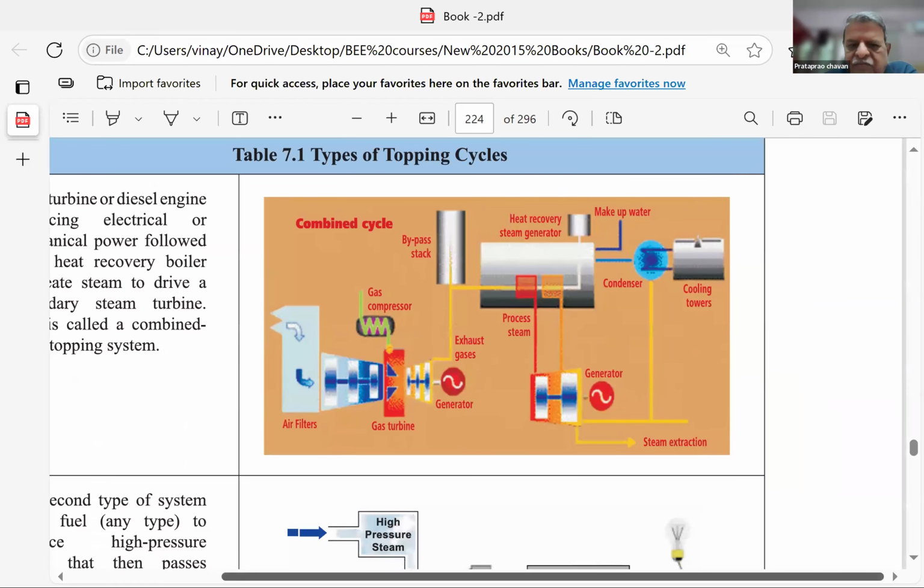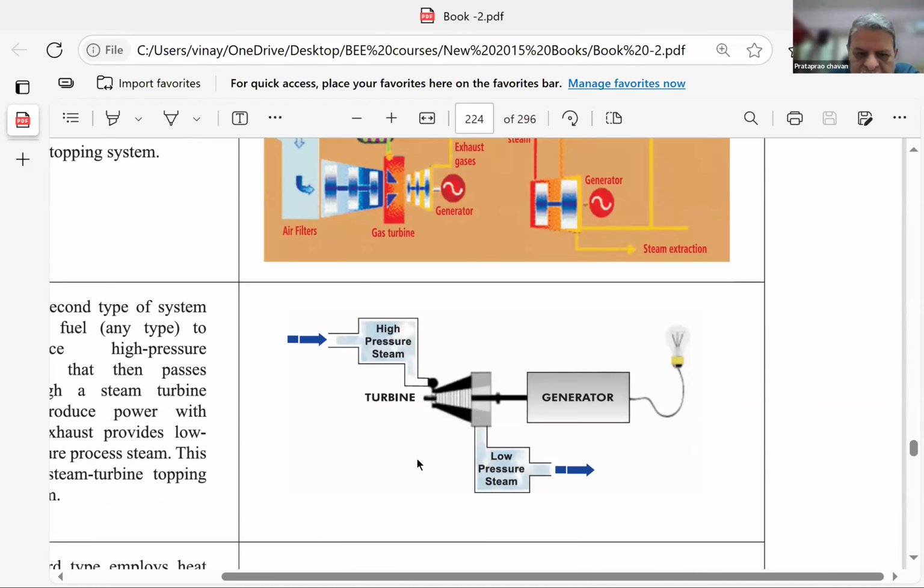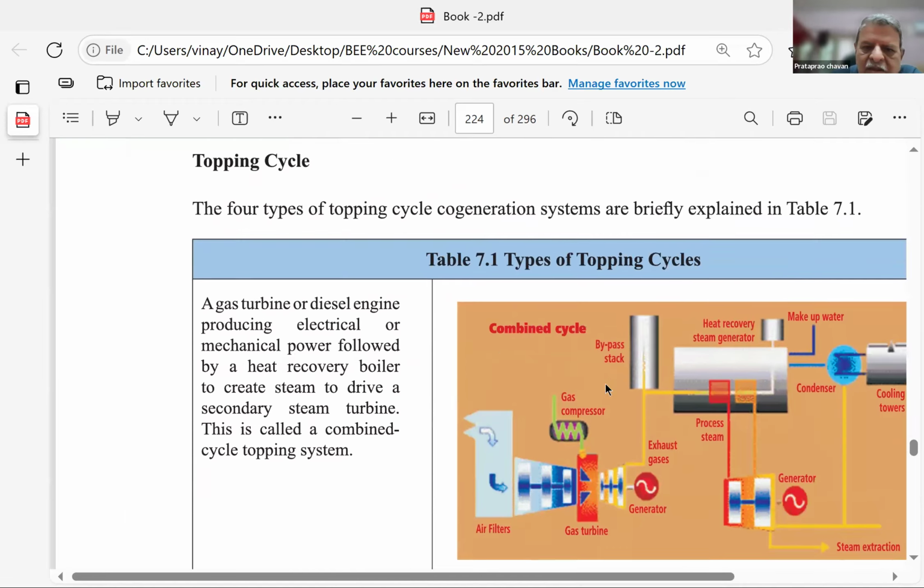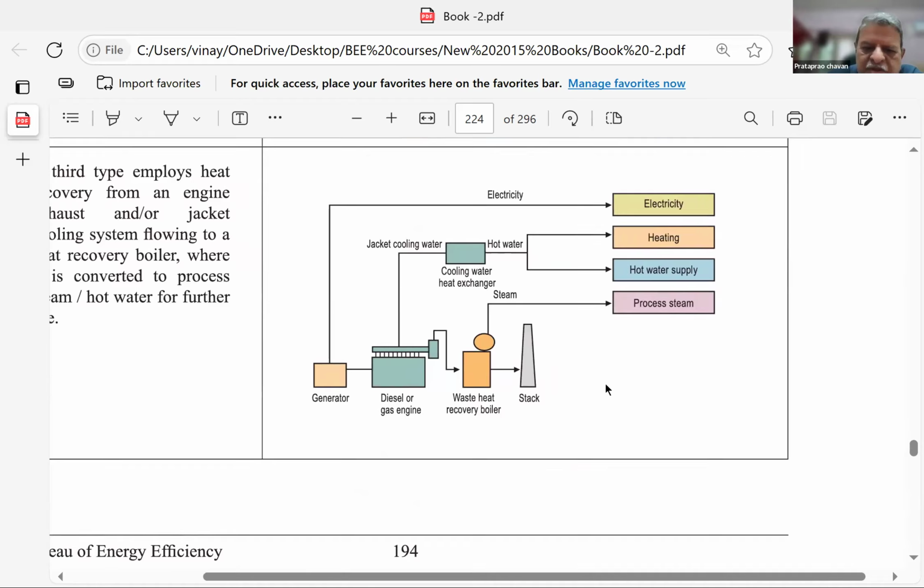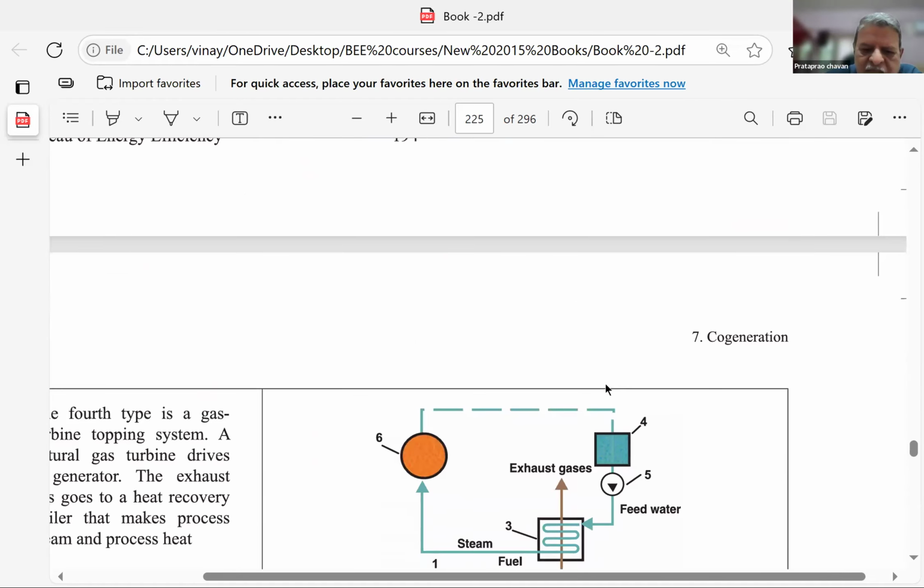See the diagram. It's a combined cycle. They have done the heat recovery steam generator. Here it is a gas compressor, whatever. So first they are generating, see here, high pressure steam entering a turbine, exhaust is taken and low pressure used for the process. First, the power is generated. So this is a topping cycle. See, topping cycle. Now, this is also topping cycle, only with the diesel generator.